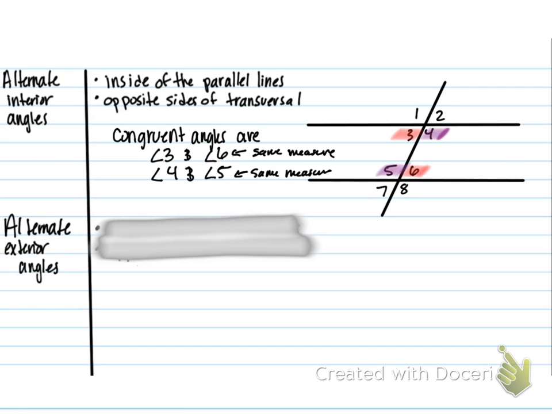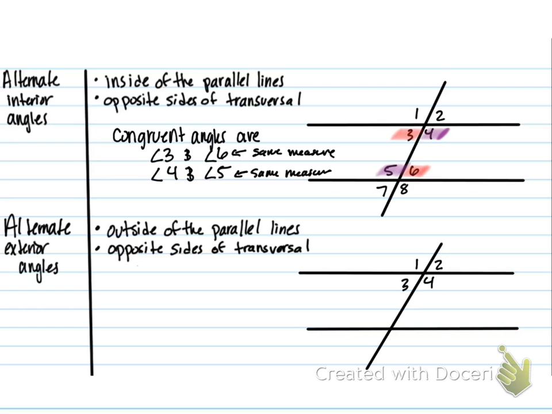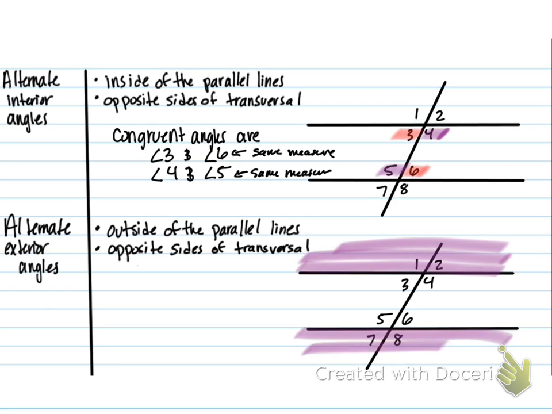Okay. And the last type of relationship is going to be alternate exterior angles. So it's kind of like the interior angles, but it's talking about the outside. Okay, so let's put our two parallel lines, our transversal, and then let's label our angles. So angle 1, angle 2, angle 3, angle 4, angle 5, angle 6, angle 7, angle 8. Okay, so it's outside of the parallel lines. So now we're talking about this part, right? Because it's outside of the parallel lines. And we're still talking about opposite sides of the transversal.